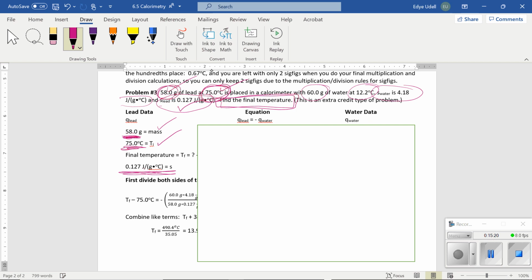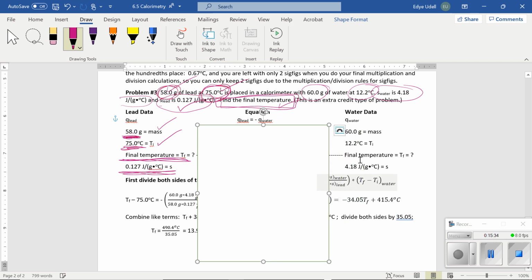I'm trying to find the final temperature. So I've got that checked off and I've listed it here. What's my Tf? Now let's see what we know about our water data. What data do we know about the water? Let's make sure we're checking everything off. Okay, I've got 60 grams of water. That goes on the water side. And grams is mass. So that's my mass. The water is at 12.2 degrees Celsius. It's at that temperature, so that's my initial temperature. Specific heat of water right here.